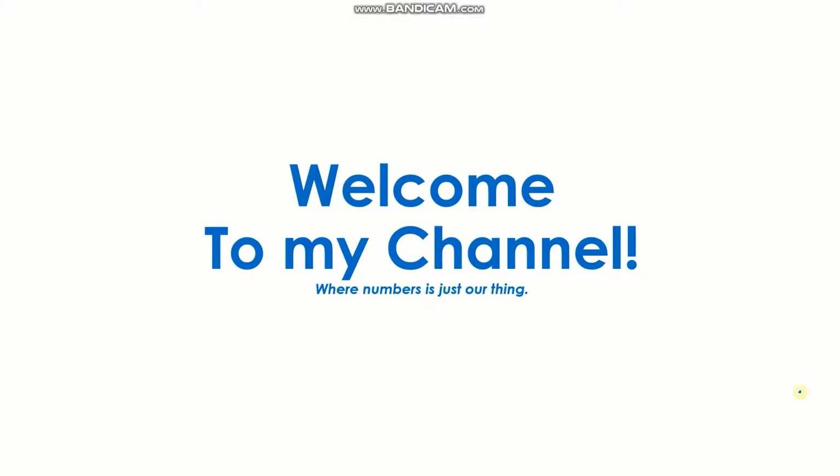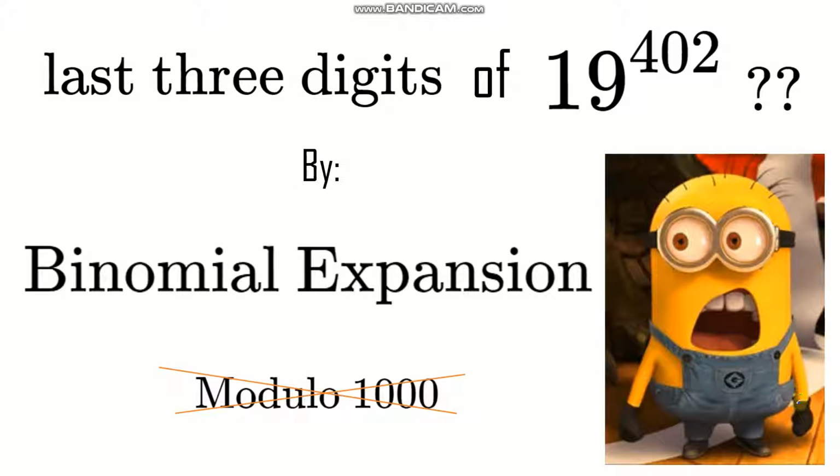Hi, welcome back. Today we will solve the last three digits of 19 raised to the power of 402 using binomial expansion. So let's proceed. 19 is the same as negative 1 plus 20. Now 19 to the 402 is the same as negative 1 plus 20 raised to the power of 402.